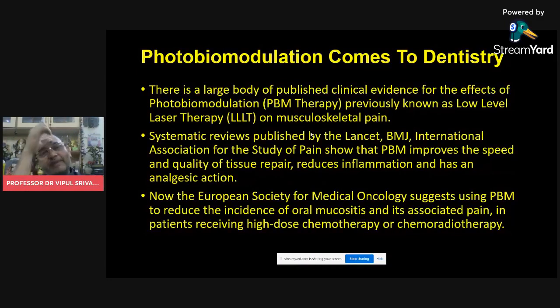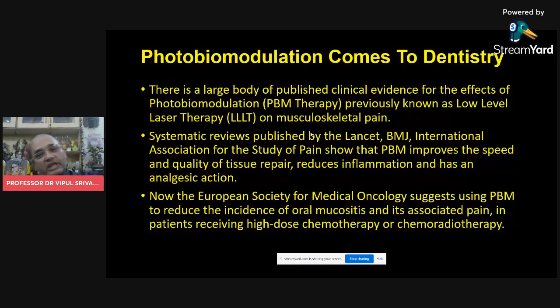That is another aspect, and I would love to talk about that in my next webinar: laser analgesia or laser anesthesia. So this we will be discussing in detail in the next webinar. Right now, since I have very little time, I just wanted to mention it.